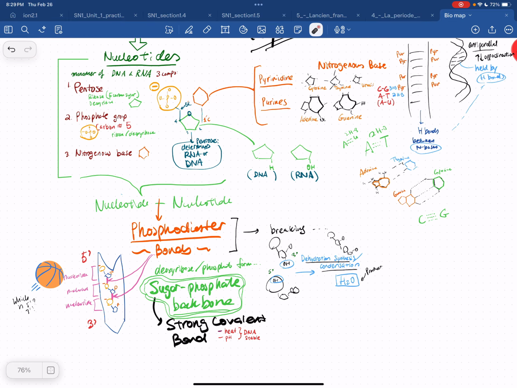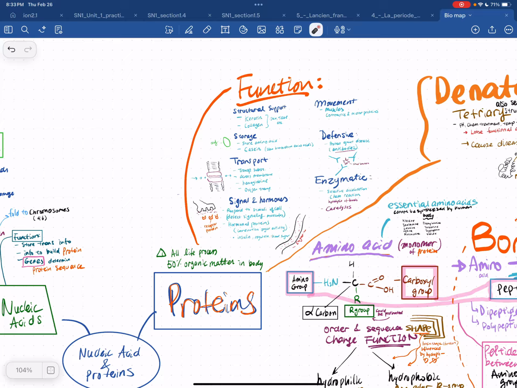Now let's move on to proteins. Proteins play an important role in all processes of life. In a typical animal body, 50% of organic matter is made out of proteins.